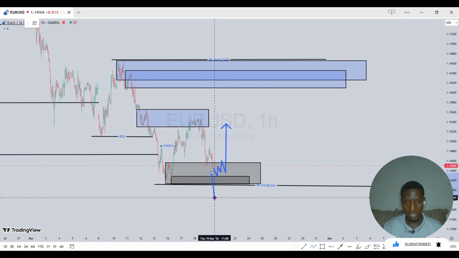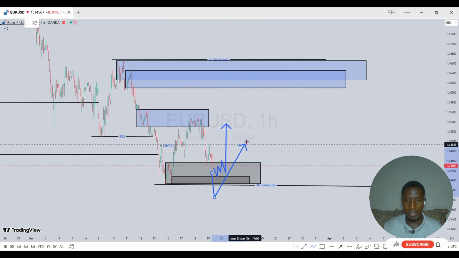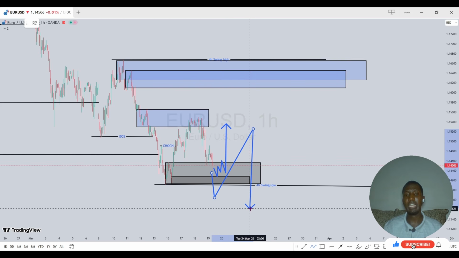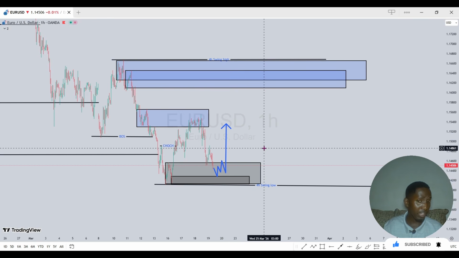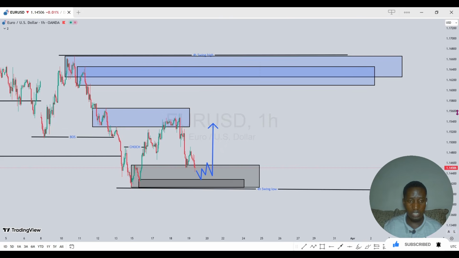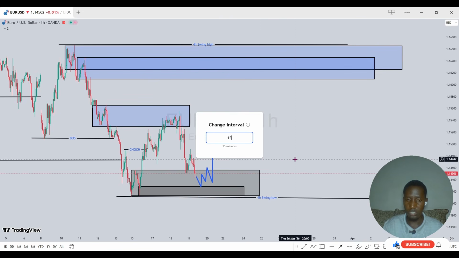If the price breaks this 4 hour swing low, I will look for a pullback, maybe around somewhere there, and then I will look for an opportunity to sell. That's my expectation if my idea is invalid, or if this demand zone is invalid. Okay, so let's move to 50 minutes.